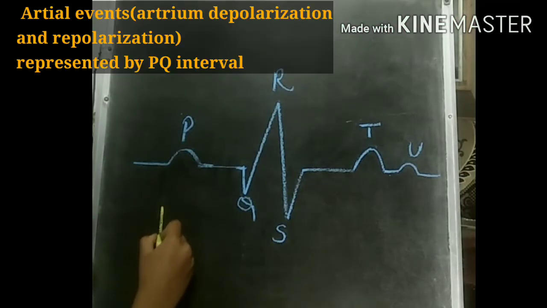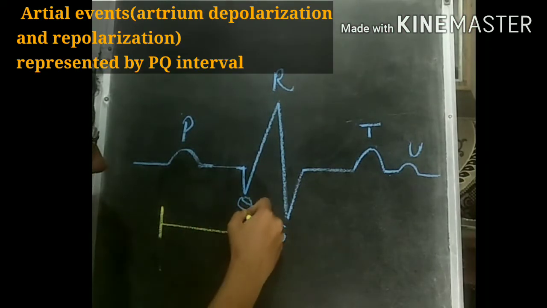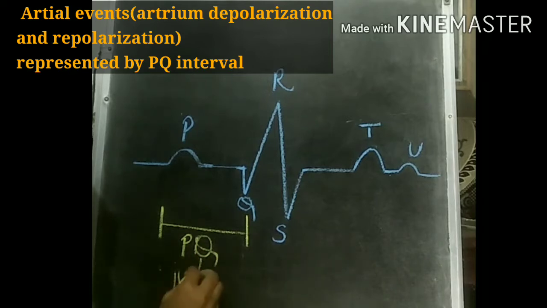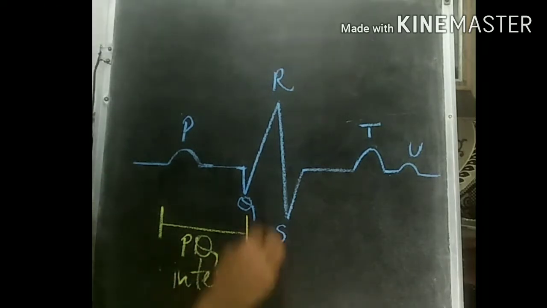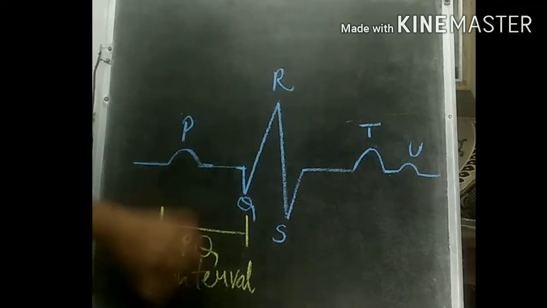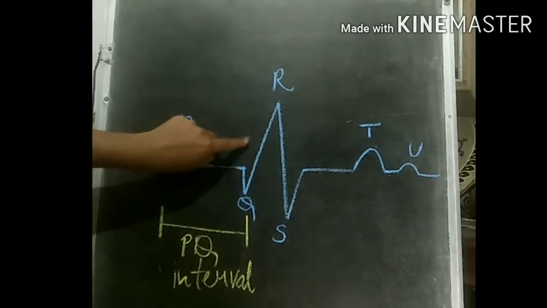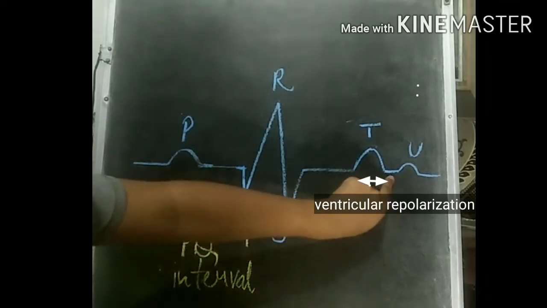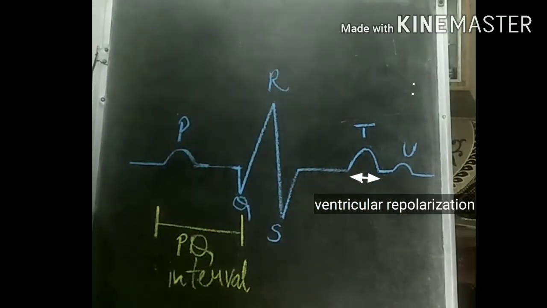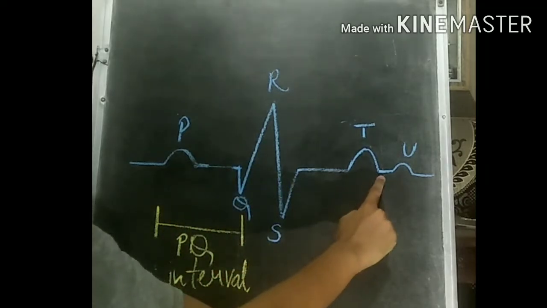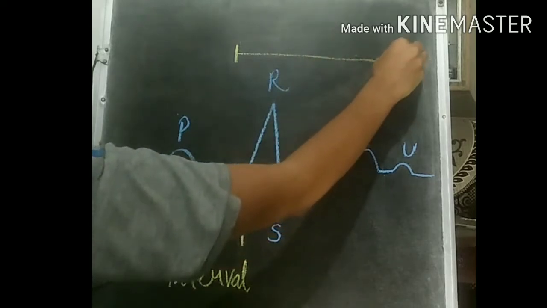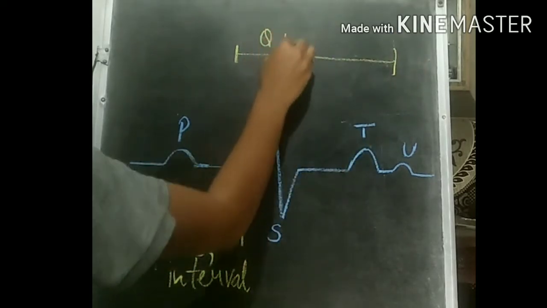So atrial events are considered from this to this, meaning this is a PR or PQ interval. It's the PQ interval. Then considering the events related to ventricles. We know the events related to ventricles start from here. Ventricle depolarization starts where the Q wave starts. This whole event related to ventricles, starting from the Q and ending at the end of the T wave, is considered as the QT interval.